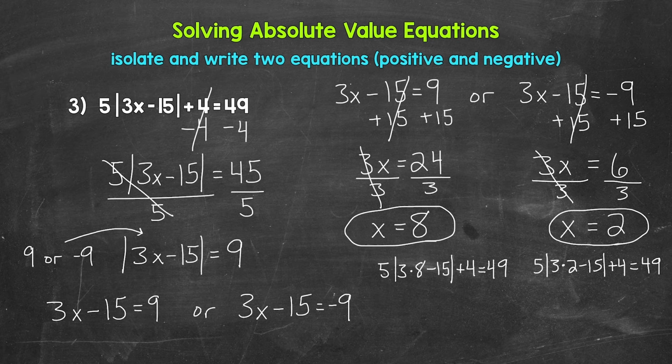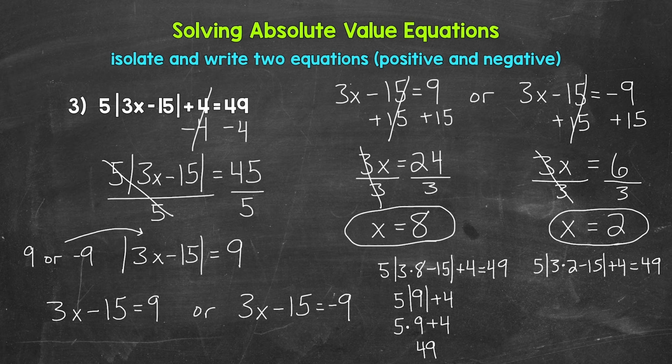Let's start with checking x equals 8. So within the absolute value, we have 3 times 8, which is 24, minus 15. That gives us 9. So we have the absolute value of 9 now. 5 times the absolute value of 9 plus 4. The absolute value of 9 is 9. So we have 5 times 9 plus 4. 5 times 9 plus 4 is 49, so we are correct there. X equals 8.